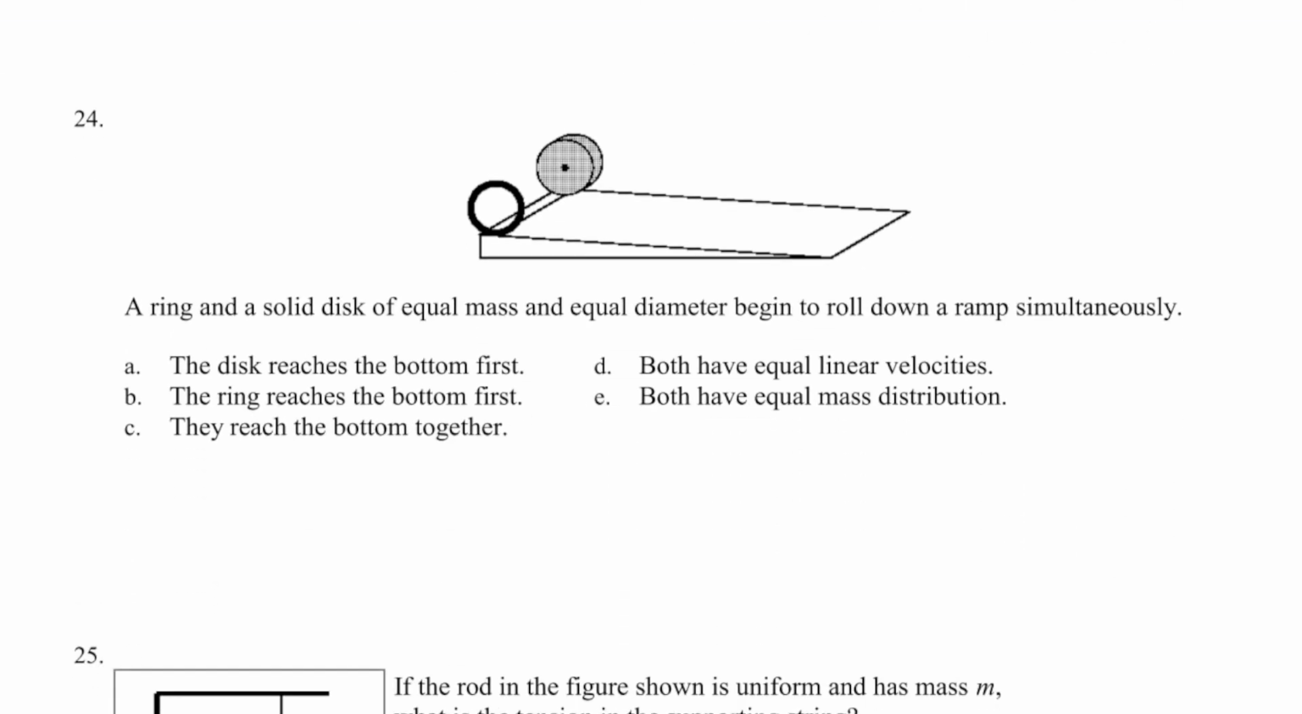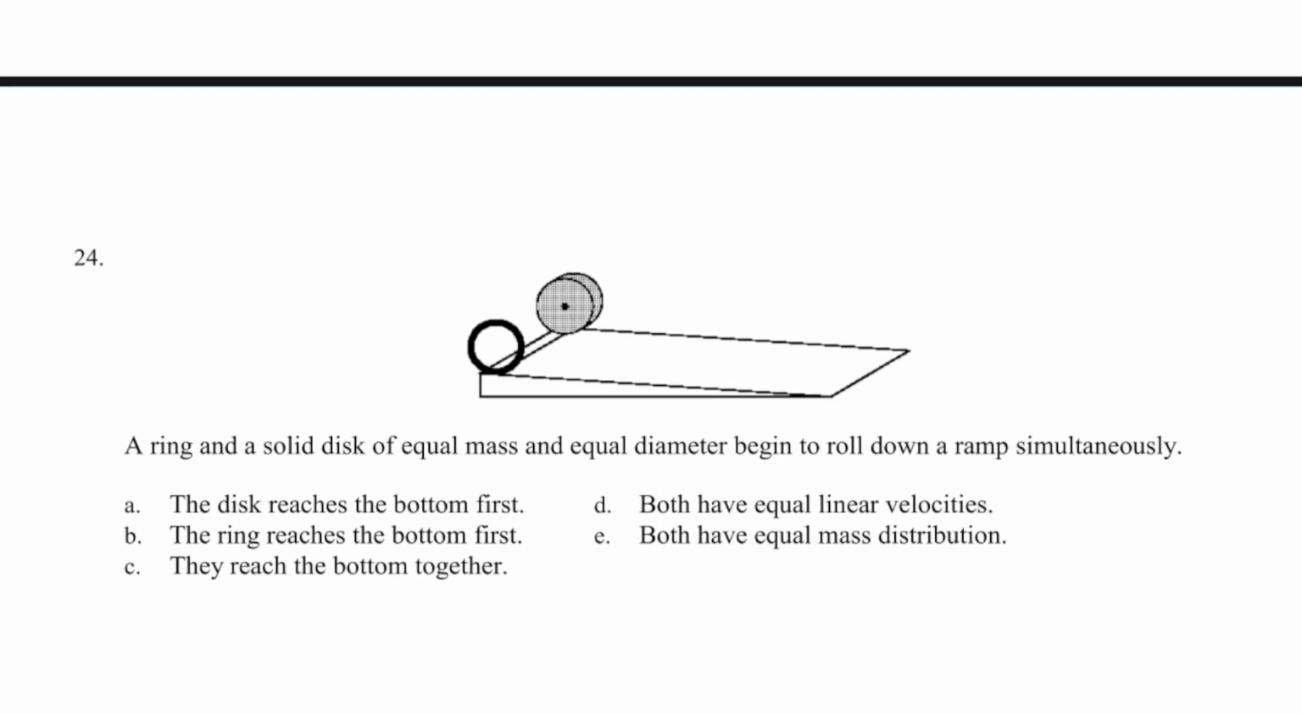A ring and solid disk of equal mass and equal diameter begin to roll down the ramp. Which one wins? What's happening here is mgh is equal for both. But the mgh is getting turned into kinetic energy of translation and kinetic energy of rotation. And once again, we're comparing here.